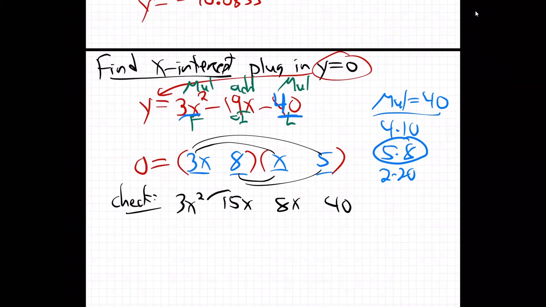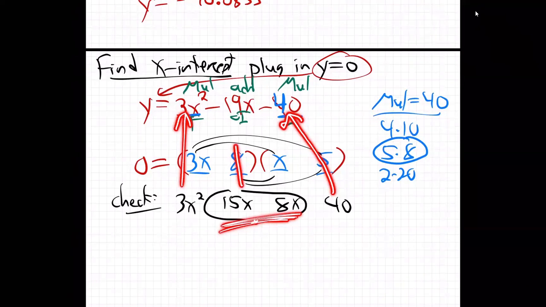Now, the hard part is the two middle, right? The front is making the front and the back's making the back. 3x squared in the front, 40 in the back. That's all good. But the tricky part's the middle, huh? The middle, these two have to somehow make minus 19. How can a 15 and an 8 add or subtract to be 19 or minus 19?